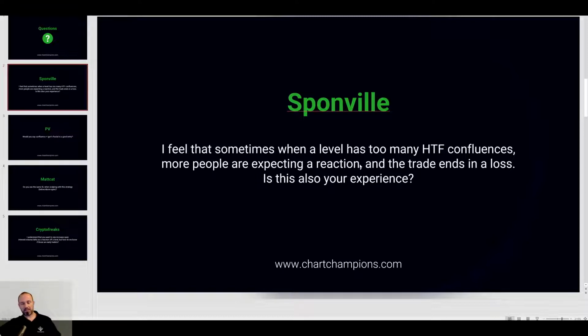But I would say, again, really depends on the situation. But the reversal patterns and trading based on the reaction could give you a very good entry and a very good stop loss.